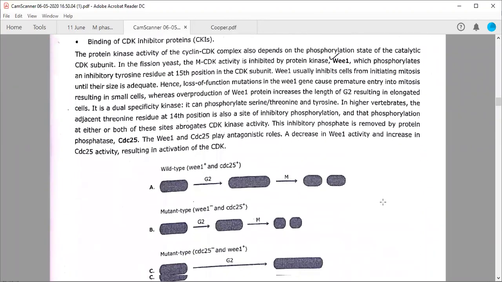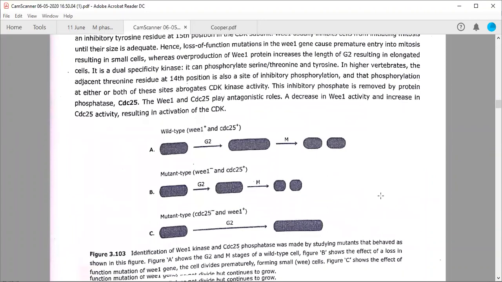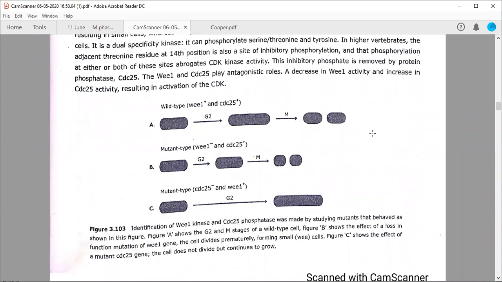Now we have discussed all these things yesterday. Okay, this particular diagram, you may face problems with, so I'm explaining this to you. A is showing the wild type, where Wee1 and CDC25 are positive. So it has a kinase which will phosphorylate your inhibitory positions, and CDC25 is going to remove all those phosphates so that the cell can easily move from G2 to M. And once the M phase is over, the cell will undergo karyokinesis and cytokinesis to make two equal cells out of this big cell. So the cell size is increasing in G2, but in M, the cell will be divided in between and two equal cells will be formed.